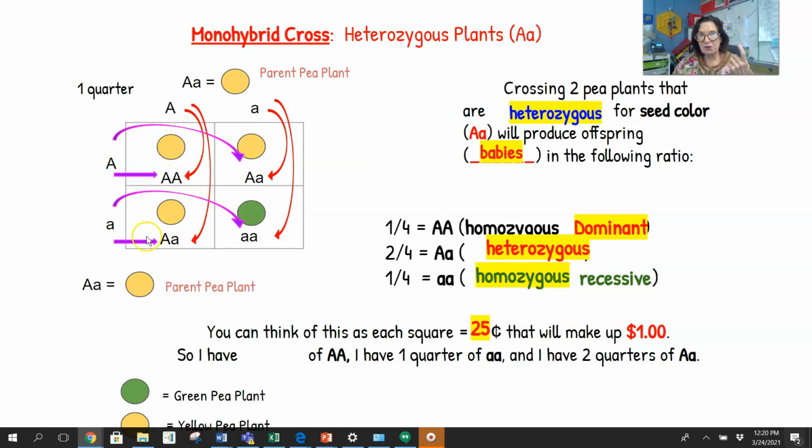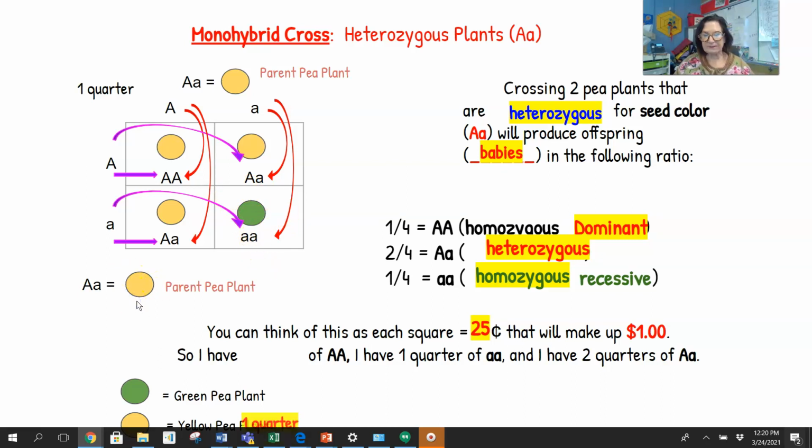Here, since I have 2 of these, I have 2/4, right? Which is 50 cents. So I have 50% heterozygous. And then again here, since I have 2 little a's, I only have 1 of them. So that's 1/4, right? So 25 cents. So it'd be 25% are homozygous recessive.